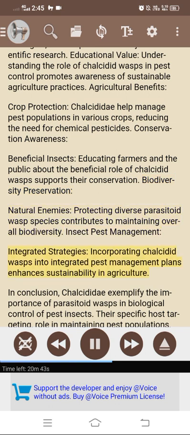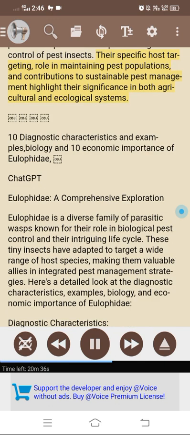Insect pest management, integrated strategies: incorporating Chalcididae wasps into integrated pest management plans enhances sustainability in agriculture. In conclusion, Chalcididae exemplify the importance of parasitoid wasps in biological control of pest insects. Their specific host targeting, role in maintaining pest populations, and contributions to sustainable pest management highlight their significance in both agricultural and ecological systems.